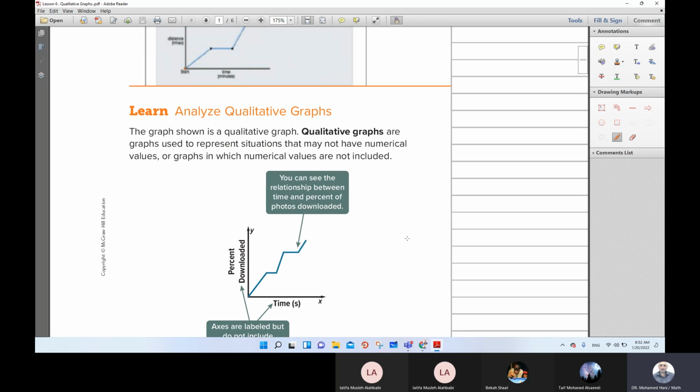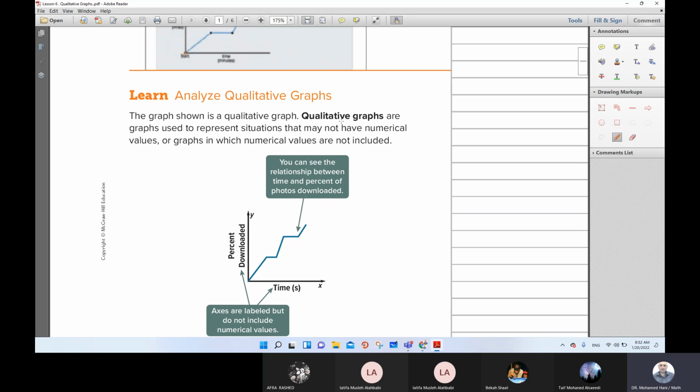So in this lesson, we want to learn to analyze qualitative graphs. The graph shown is a qualitative graph. Qualitative graphs are graphs used to represent situations that may not have numerical values, or graphs in which numerical values are not included.